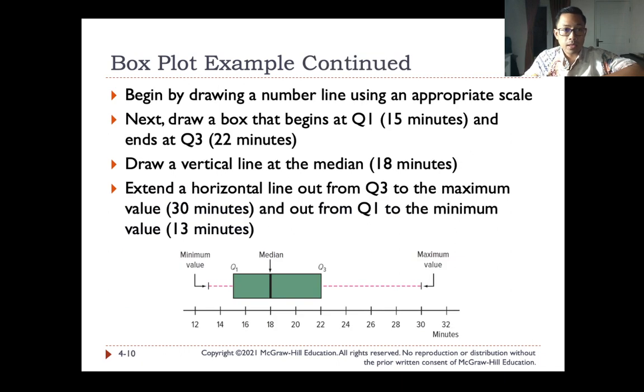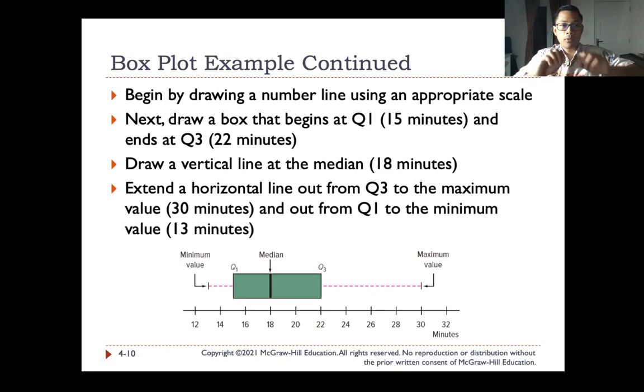So we're going to start by drawing a number line. Again, we have the minimum and we have the maximum. And then we're going to draw a box that begins at the first quartile, 15 minutes, and ends at the third quartile of 22 minutes. And we're going to draw a vertical line right at the median, and the median in this particular case is going to be 18 minutes.